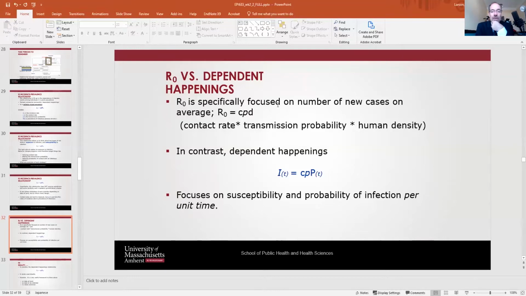In contrast, dependent happenings are number of infecteds, times the contact rate, times the probability of transmission, times the number of prevalent cases. So we're not just talking density. It focuses on susceptibility and probability of infection per unit time. So we're looking at each individual time step here. And we're going to talk a lot about this when we get to transmission models.